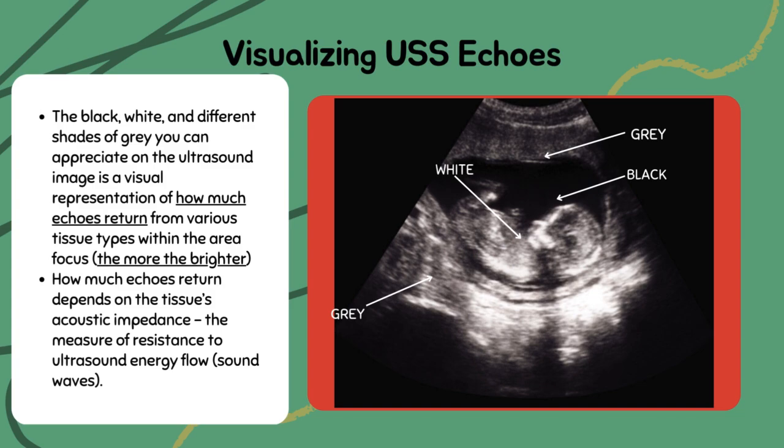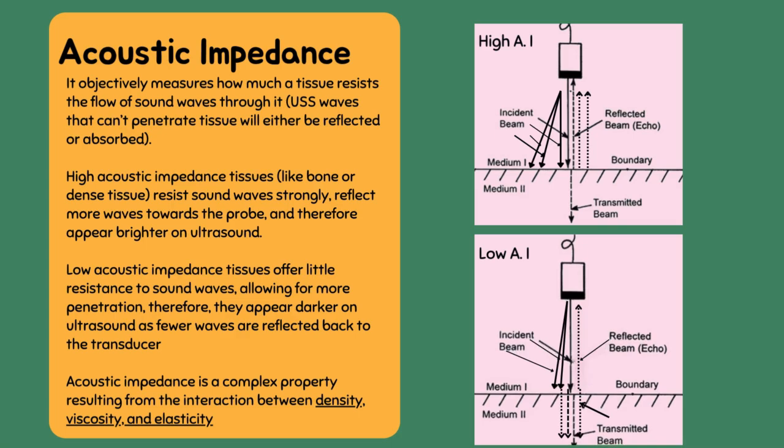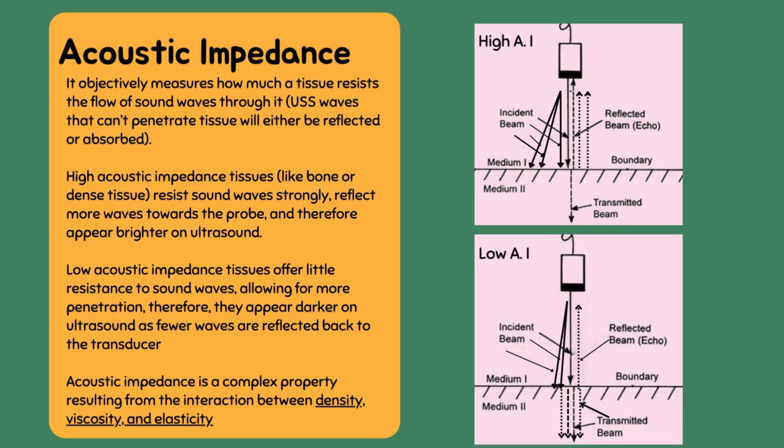What makes a tissue return more or less echoes is determined by an acoustic property of tissue called the acoustic impedance. It is a measure of how much a tissue or structure will resist the ultrasound waves from passing through its entire thickness. The acoustic impedance objectively measures how much a tissue will resist the flow of ultrasound waves as it attempts to pass through it.